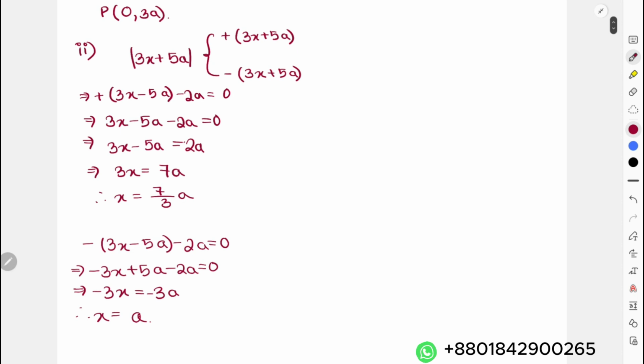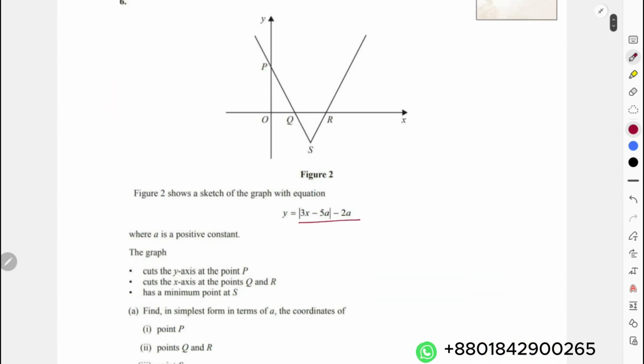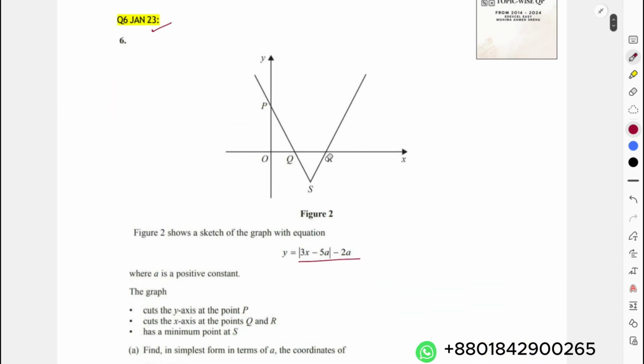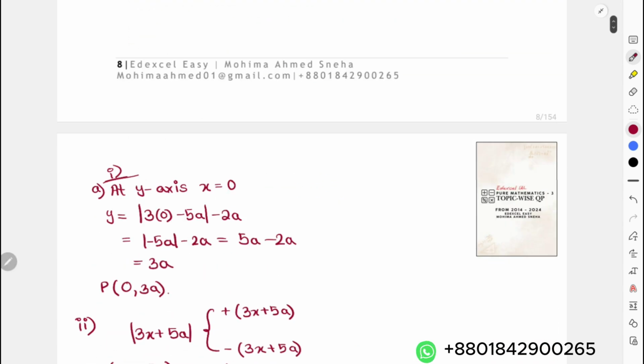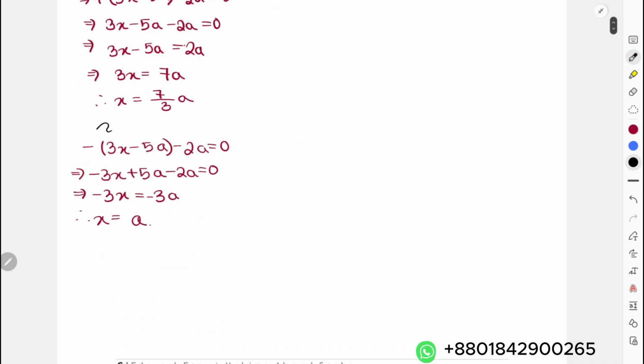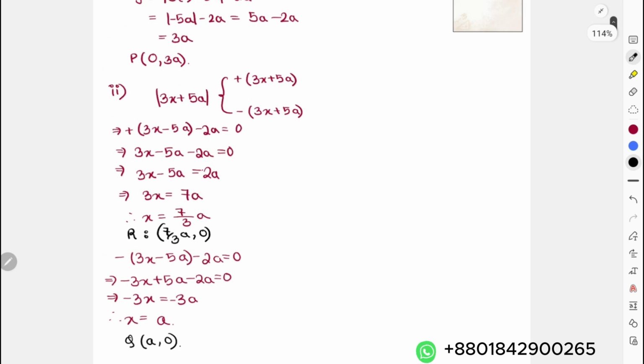So these are the coordinates of P and Q. Another thing, from your graph, you can understand which one comes before which alphabet. Q comes before R. So 7 by 3 is actually greater than 1, I think. 7 by 3 is 2.33. That means this is obviously 7 by 3a, and this is your only a. So we can now write the coordinates of Q and R. This is for R, which is going to be 7 by 3a and 0, and this is for Q, which is just a and 0, right? So we are done with these coordinates.